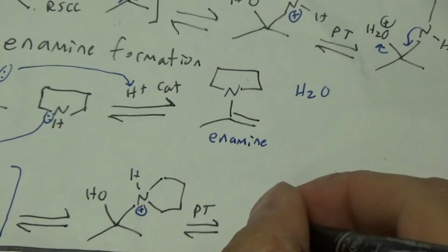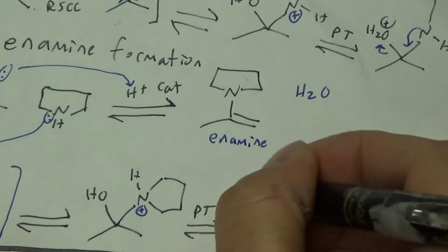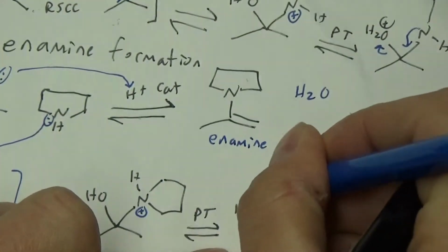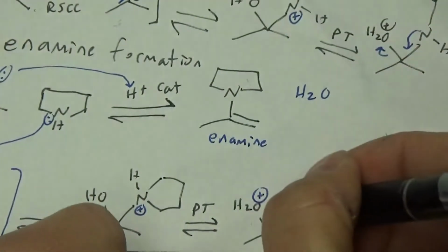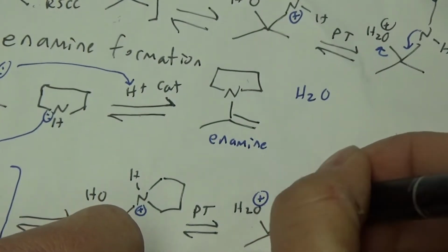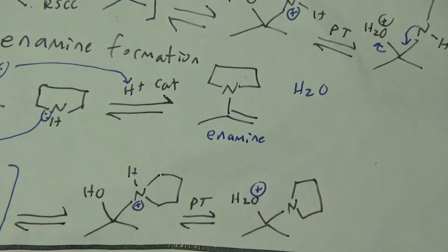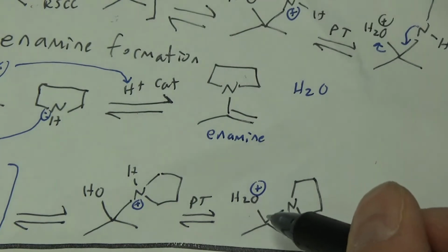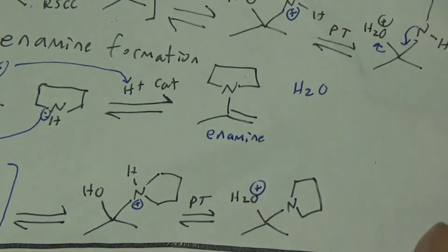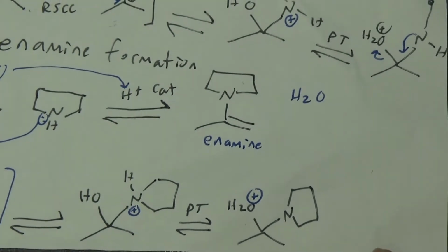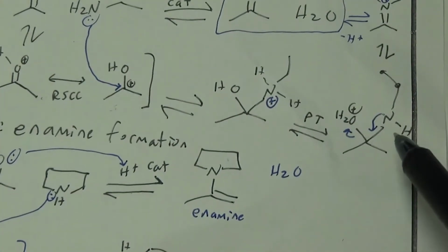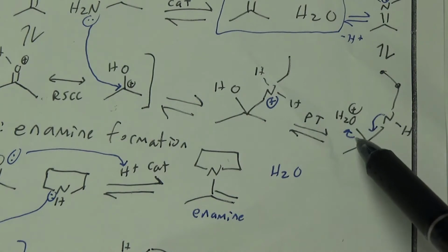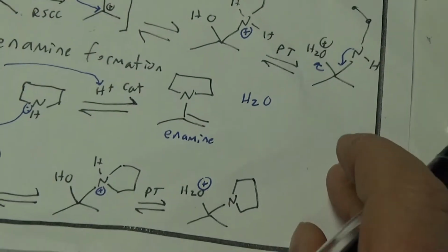So now we redraw OH2 positive, nitrogen, 5-member ring. Cool. We got a leaving group now. What do we do once we have a leaving group? What do we do above with the amine? We had a leaving group. We kicked it off with the nitrogen lone pair. Kick off oxygen. So what are we going to do now?